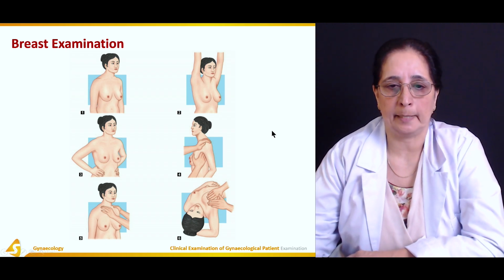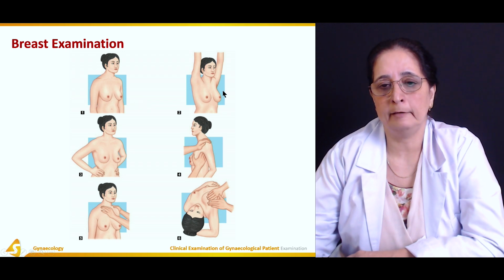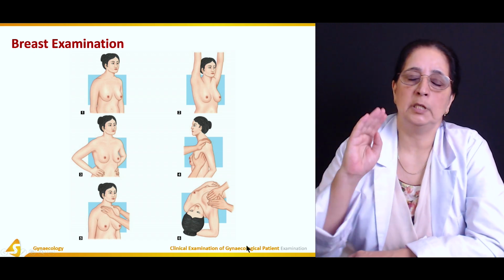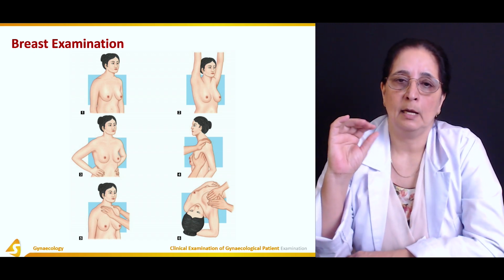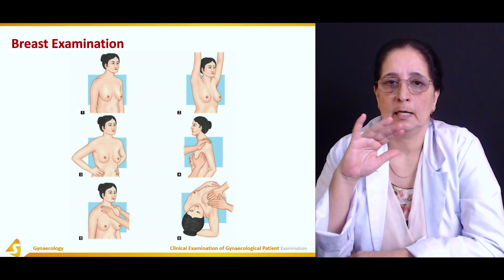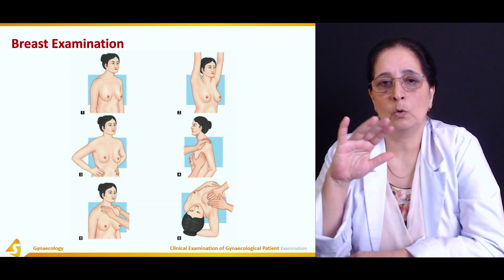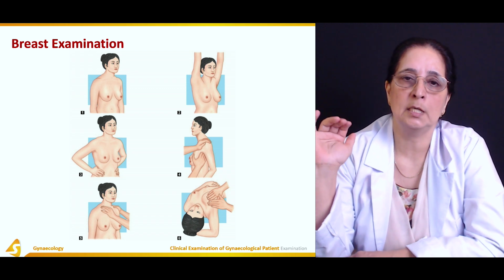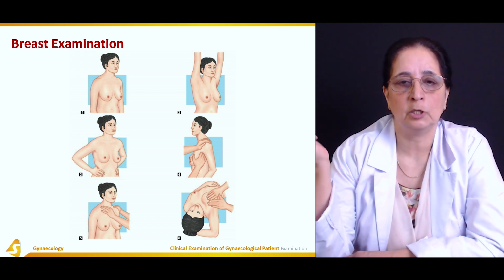So these are all the steps: by observation, by elevation of the hand, by putting the arms on the side, and by lying down, usually by putting the pillow under the side which is examined. So like this. Always use the tips of the fingers to examine, and always go clockwise like this and start from inside, go outside, and as you keep going, feel the lymph nodes in the axilla or armpit also.